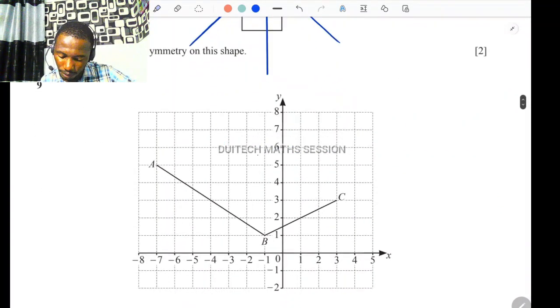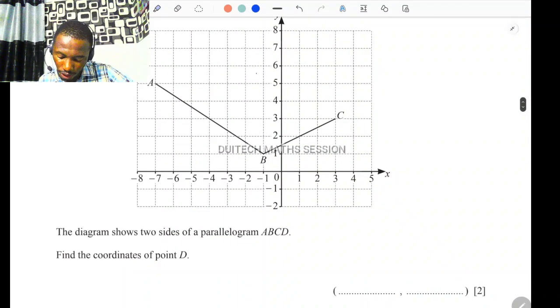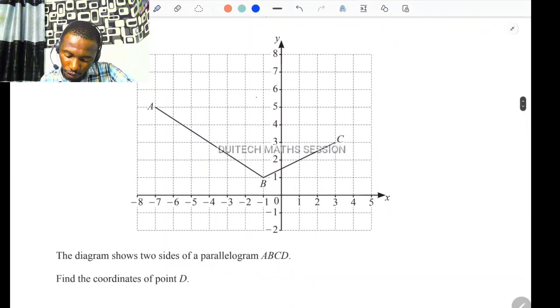Number 9 says the diagram shows 2 sides of parallelogram ABCD. Find the coordinate of D. So this is ABC, so where is the D that will make it a parallelogram? First of all, you have to be very careful in counting. So look at it from here, count 1, 2, 3, 4. So before we get to this long one here, we counted 4. So let's come here and count 1, 2, 3, 4. So this is a long line that we counted.